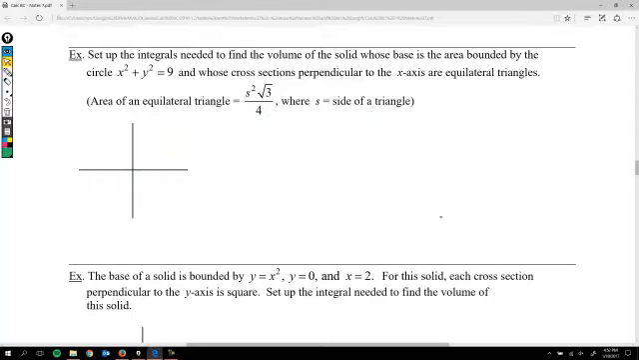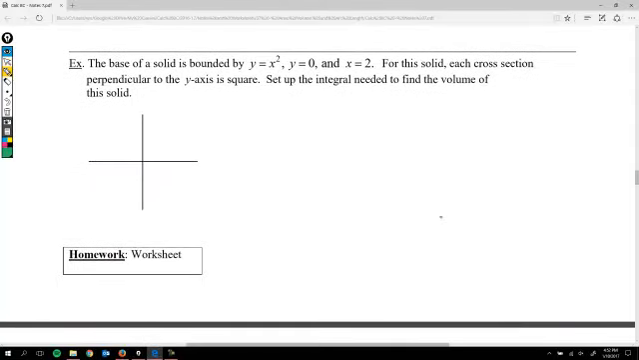All right, one more. Let's do a square this time. Okay, so I'm bound by y equals x squared, y equals 0, and x equals 2. So y equals x squared, and then I'll say this is 2, this is 0, and this time I'm taking cross sections perpendicular to the y-axis, so I'm going this way. Right, and so each of these is a square, if you can imagine that. Popping up, and it's a square. Okay, so I just need to set up my integral.